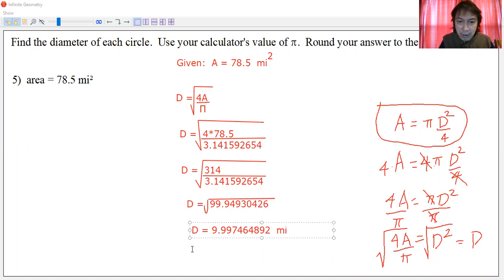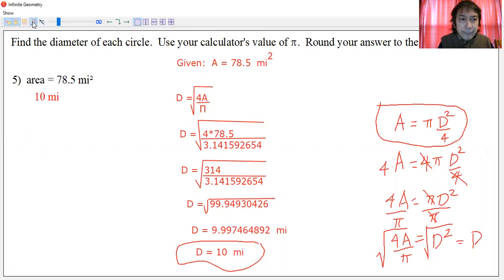Unit of length now. So our diameter rounded to the nearest tenth, this will become exactly 10.0 or 10 miles there. All right. Let's check and verify the answer. See the answer below the given. 10 miles. All right. That's for our number 5. Let's continue with our number 6.